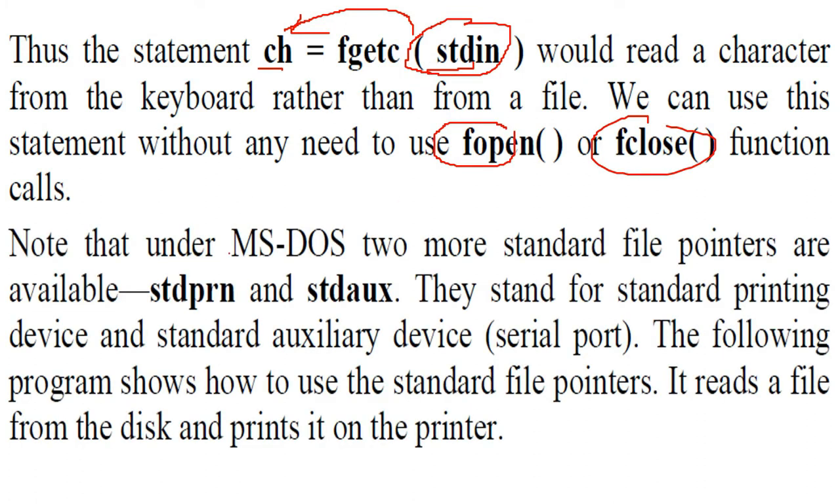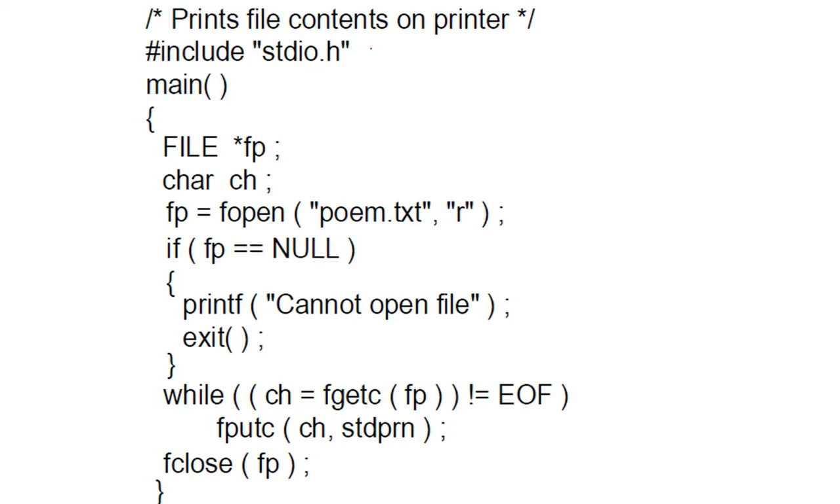Then most operating systems provide standard file pointers like these: stdprn, the standard printing device, this is for the printer. This is stdaux, this is for standard auxiliary device, which is the serial port. So let us see the program. It reads a file from the disk and it will print it on the printer. So this is printing the file contents on the printer.